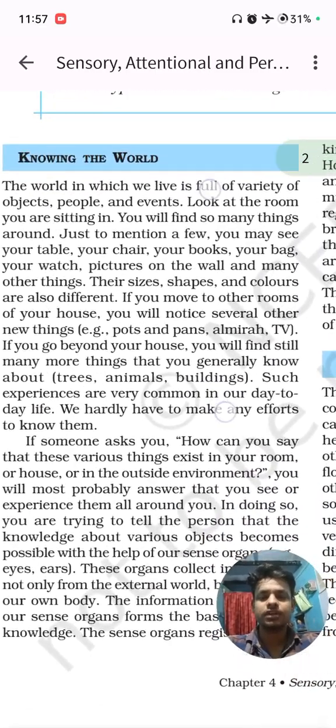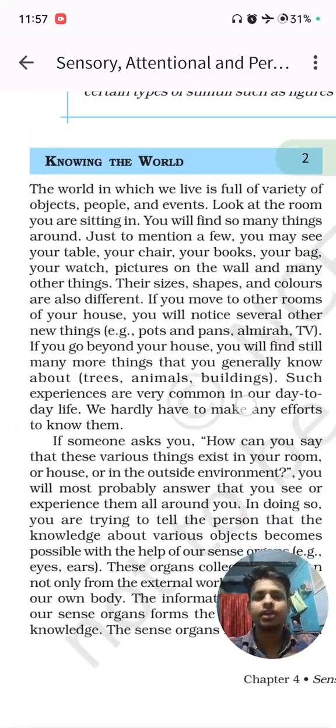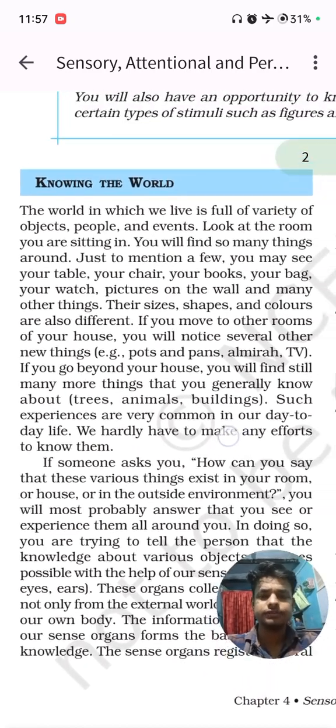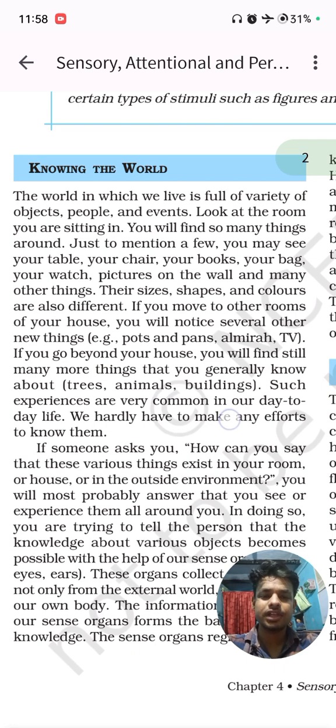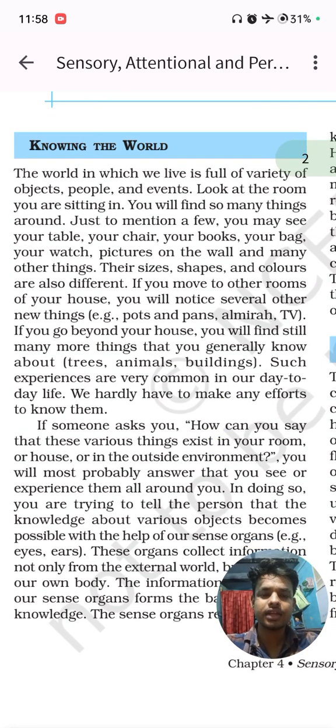Knowing the world. This is the heading of this topic, and now let's go on with our reading. Today, the world in which we live is full of a variety of objects, people, and events. Look at the room you are sitting in, and you will find so many things around you. Just to mention a few, you see your table and your chair, your book and your bag and your watch, pictures on the wall, and many other things. Their sizes, shapes, and colors are also different.